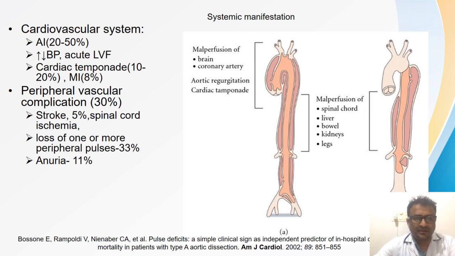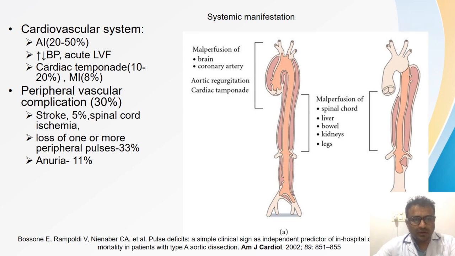The elevated blood pressure is because of pre-existing hypertension or the activation of the sympathetic system. Patient may also experience low blood pressure because of cardiac tamponade or acute LV dysfunction.